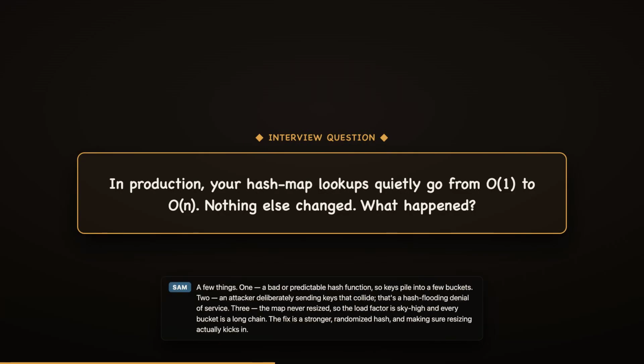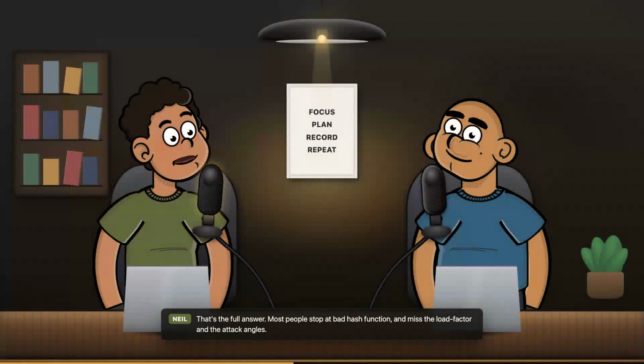A few things. 1. A bad or predictable hash function, so keys pile into a few buckets. 2. An attacker deliberately sending keys that collide, that's a hash flooding denial of service. 3. The map never resized, so the load factor is sky high and every bucket is a long chain. The fix is a stronger randomized hash and making sure resizing actually kicks in. That's the full answer. Most people stop at bad hash function and miss the load factor and the attack angles.